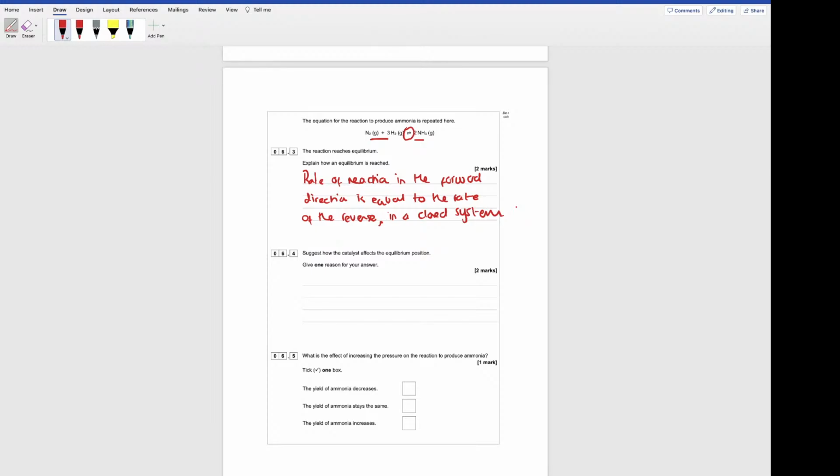Suggest how the catalyst affects the equilibrium position. Give one reason for your answer. Well, it doesn't affect position. A catalyst speeds up reaction. And because this reaction happens in 2 directions, it will speed it up in the forward just as quickly as it will speed up the reverse. So it doesn't affect the position of equilibrium. So no effect on the position because it speeds up the rate in both directions.